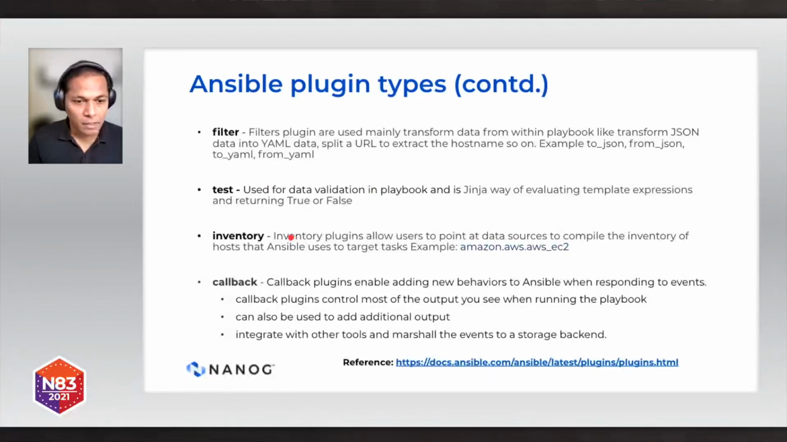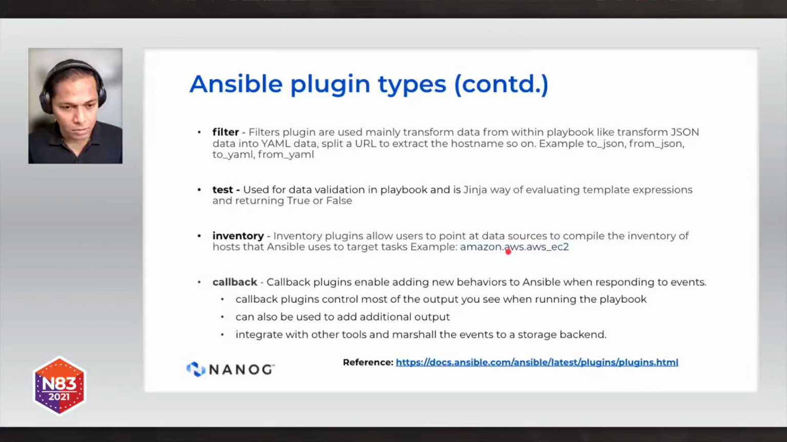Then inventory plugins allow users to point to the data source to compile the inventory. There are a bunch of inventory systems that Ansible can talk to or hook into. An example of this is AWS EC2. Even if you have an Excel sheet as your inventory, Ansible can read your inventory information from the Excel sheet and manage the given hosts.